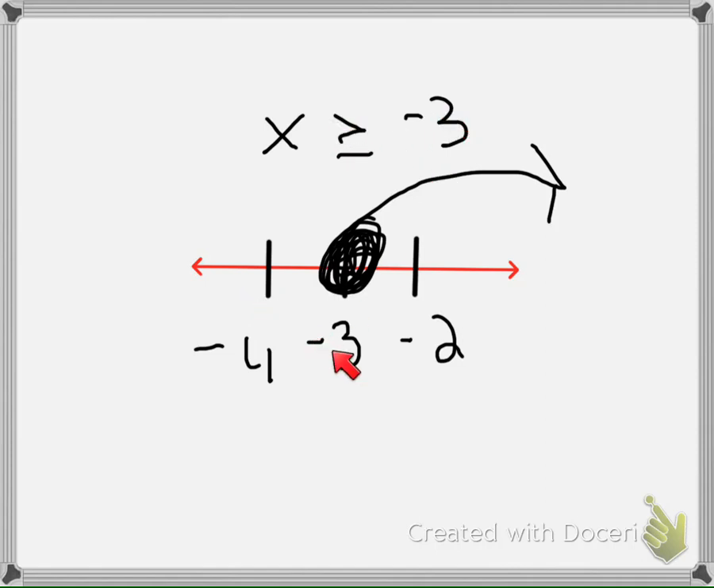Negative 4 is one number smaller than negative 3. Negative 2 is one number bigger than negative 3. Facing this way. Why is it facing that way? Because the numbers that are bigger than negative 3 are facing to the right.